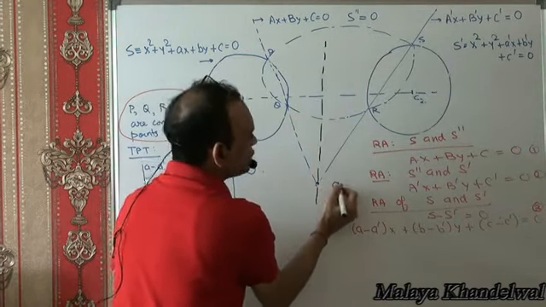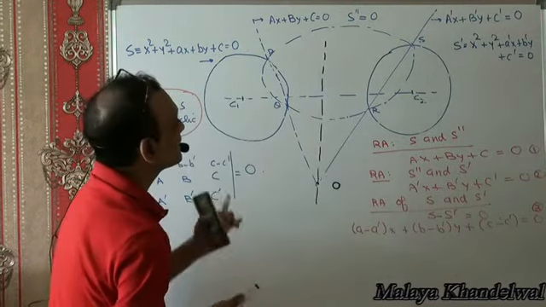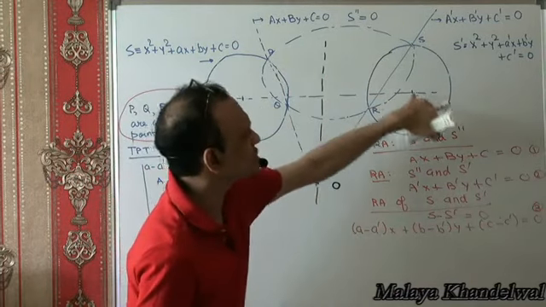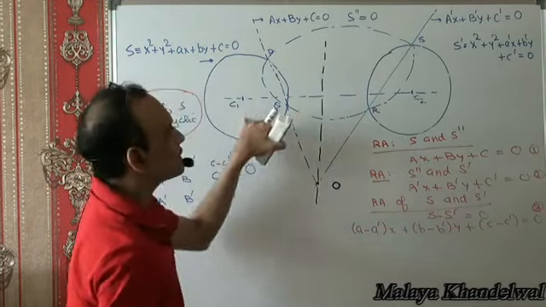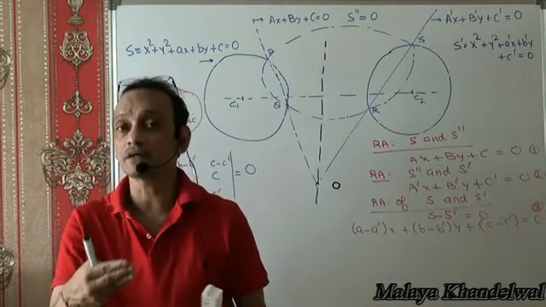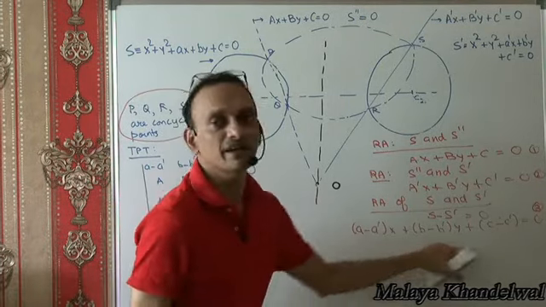And they meet at a point O, which is the radical center for the three circles. Yes or no? Right? So the radical axis of 1 and 2 is this. The radical axis of 2 and 3 is this. The radical axis of 1 and 3 is this minus this, which is this. And the three radical axes of the three circles taken in pairs are concurrent lines. They meet at the radical center.